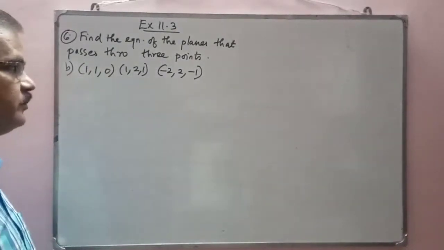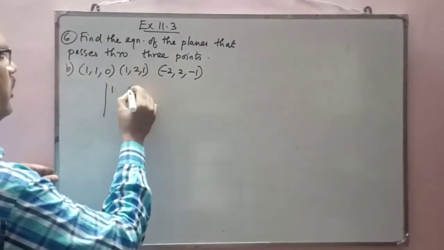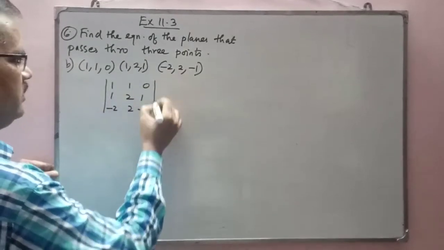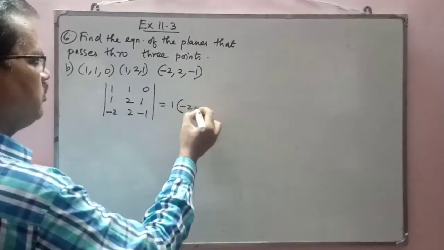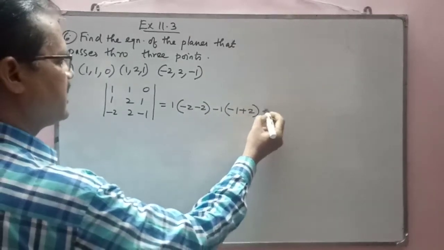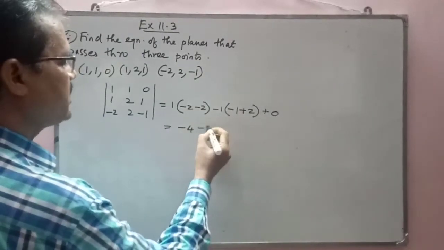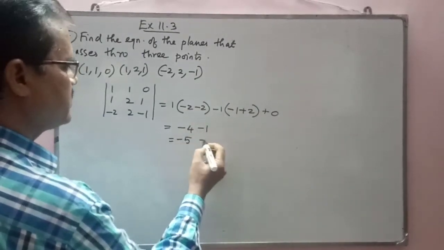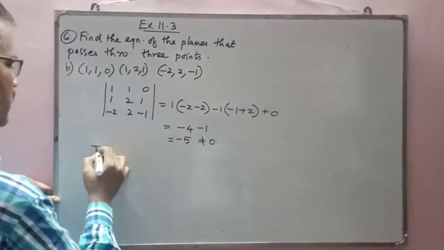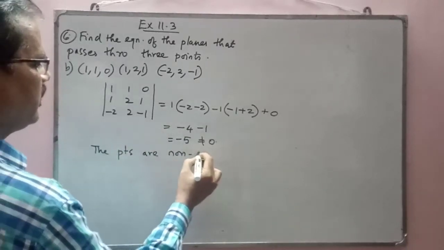B part, children. As usual, we have to check whether they are collinear or not. So, we'll start with the determinant 1, 1, 0, 1, 2, 1, minus 2, 2, minus 1, 1, minus 2, minus 2, minus 1 times minus 1 plus 2 plus 0. So, you have minus 4, this is minus 1, which is minus 5, which is not equal to 0. Therefore, the 3 points are non-collinear. We can find the equation of the plane.